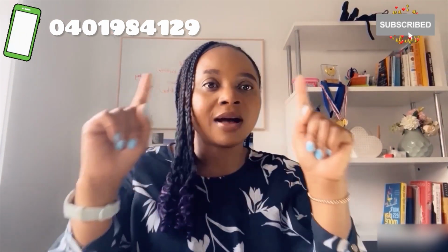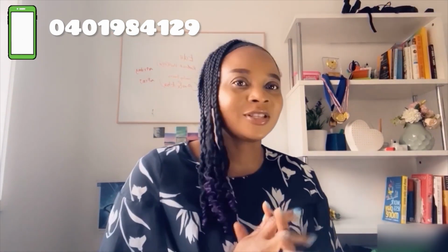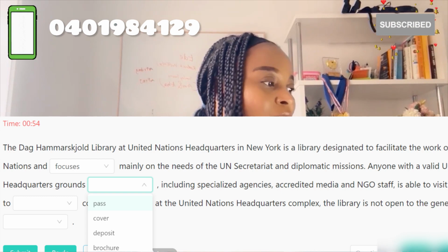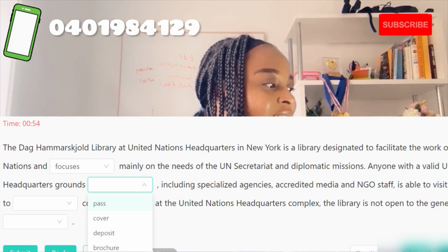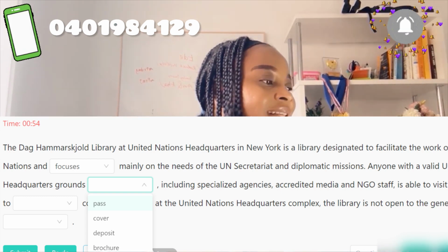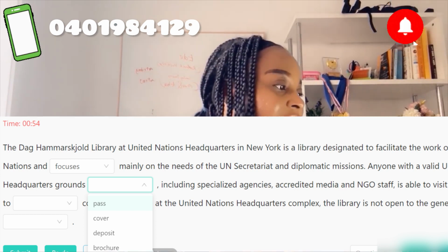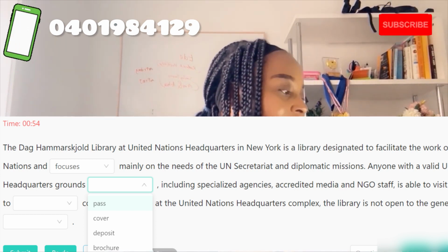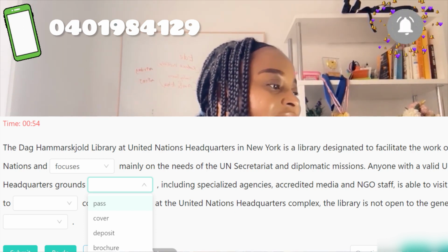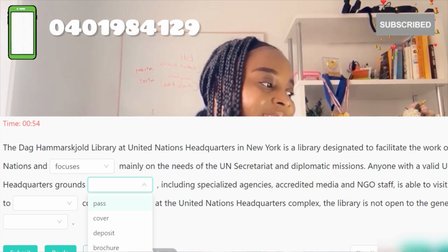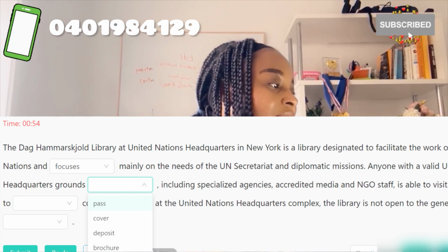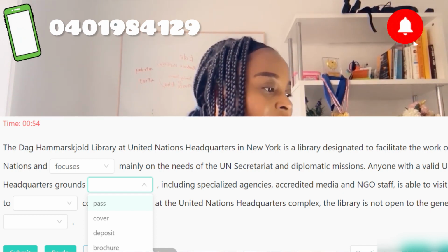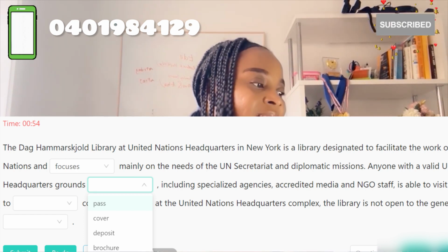Now, I'm going to put a question here. Look at this question. It says, the Dag Hammarskjöld Library at United Nations headquarters in New York is a library designed to facilitate the work of the United Nations and focuses mainly on the needs of the UN Secretariat and diplomatic missions. Now, it says anyone with a valid United Nations headquarters grounds, including specialized agencies. Now, the context in which a word is used: you can see they put pass, cover, deposit, and brochure.